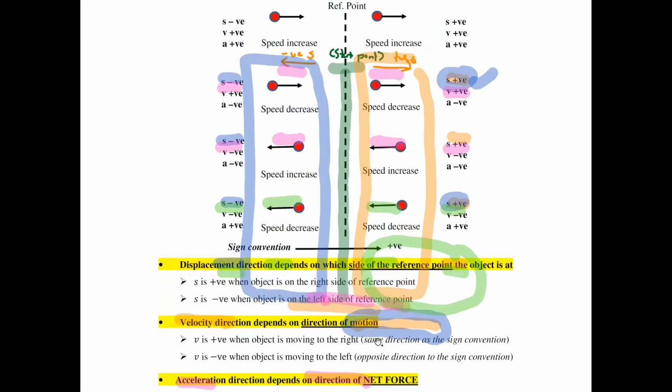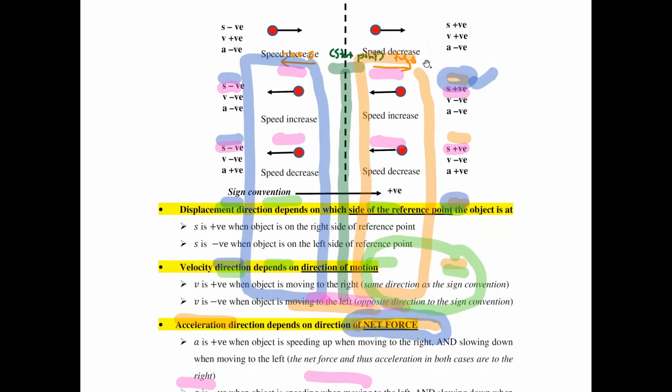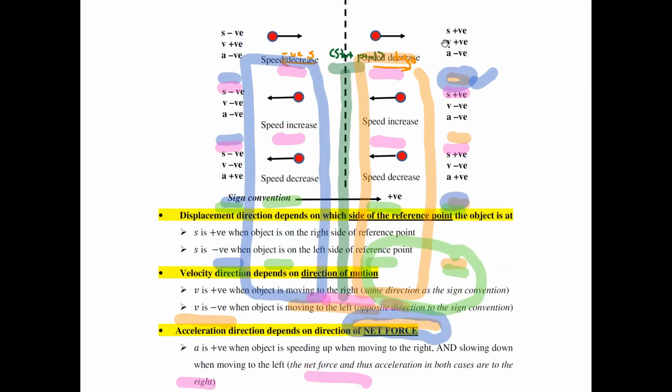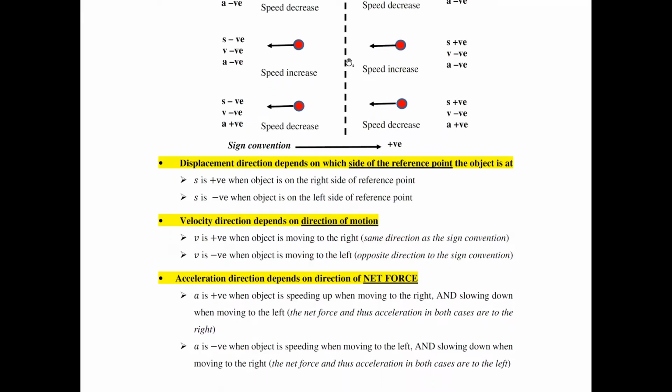And then lastly, for acceleration, whether the direction is positive or negative depends on the direction of your net force. This relates to what you learned in Newton's second law. You learned in Newton's second law before this that F net equals ma. So what this means is that the resultant force causes an acceleration for a given mass.